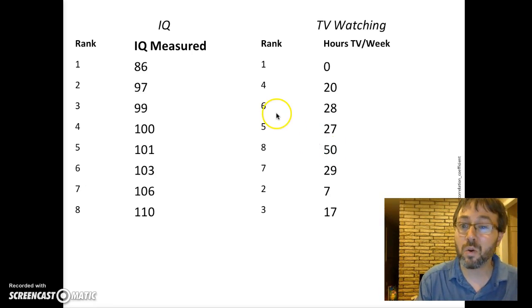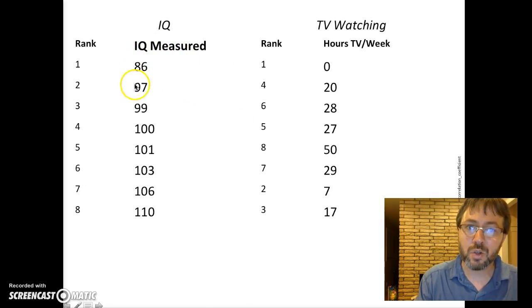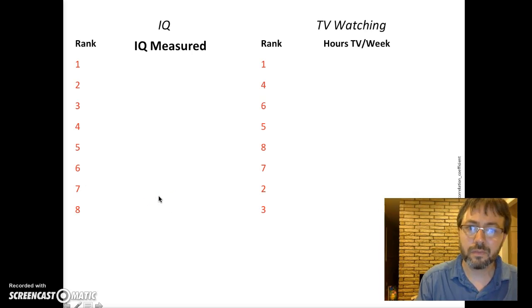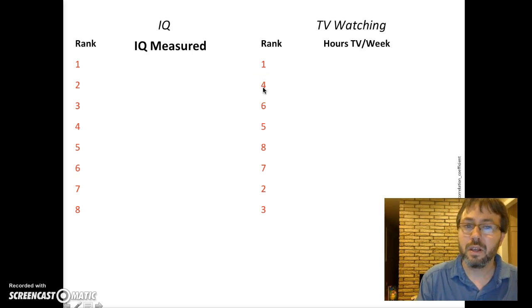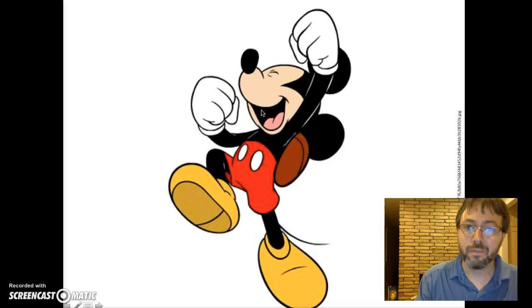And so what the Spearman rank correlation coefficient does is, instead of comparing the actual value, it uses the ranks. And it compares. So for example, for this person, their intelligence quotient is the lowest, and their hours of television watching are also the lowest. For this person, their intelligence quotient is ranked second lowest, and their hours of television watching are fourth lowest. So you compare rank to rank instead of score to score.